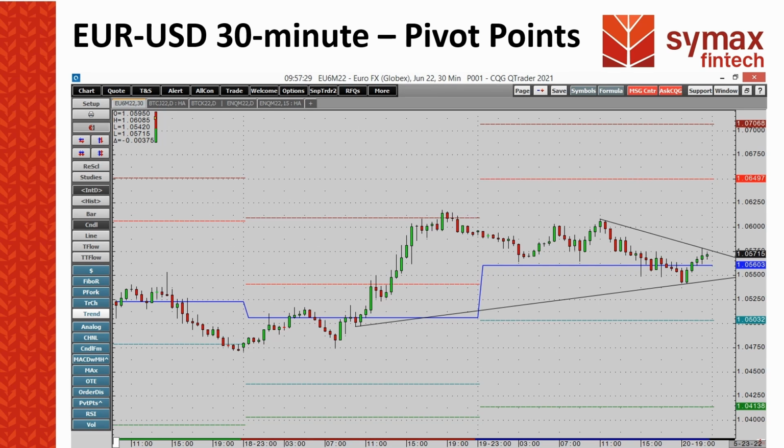This is with the pivot points, so it was above pretty much most of the day on Friday. It did dip towards the end of the day, but then had that bounce towards the close.